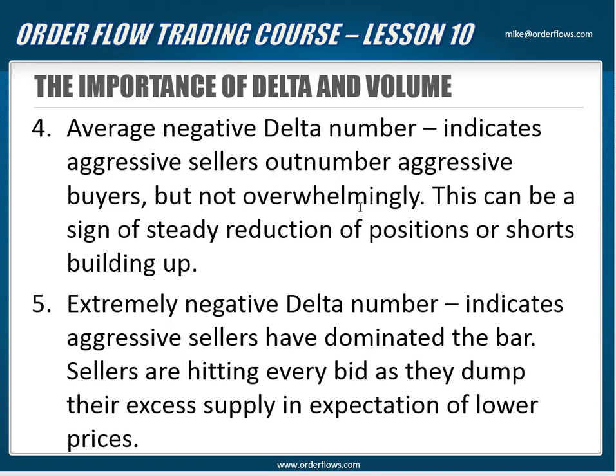An extremely negative delta number indicates aggressive sellers have dominated the bar. Sellers are basically hitting every bid as they dump their excess supply in expectation of lower prices. An extremely negative delta to me would be something along the lines of minus 4,000, minus 5,000 and above. That's fairly obvious. Everyone's rushing in to sell as much as they can in expectation that the market is going lower.